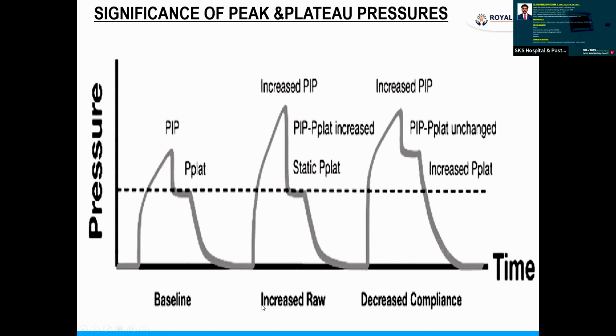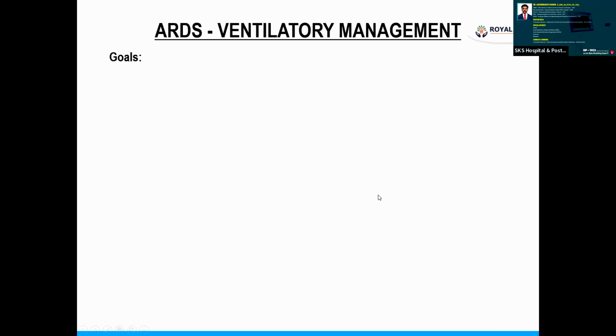As you can see, in the resistance diseases, what happens? Your peak pressure increases, but your plateau pressure remains the same. Whereas in a problem like ARDS, which has decreased compliance, your plateau pressure increases. This is the problem that we are more concerned about. So when you come to ventilate a patient with ARDS, what are our goals?